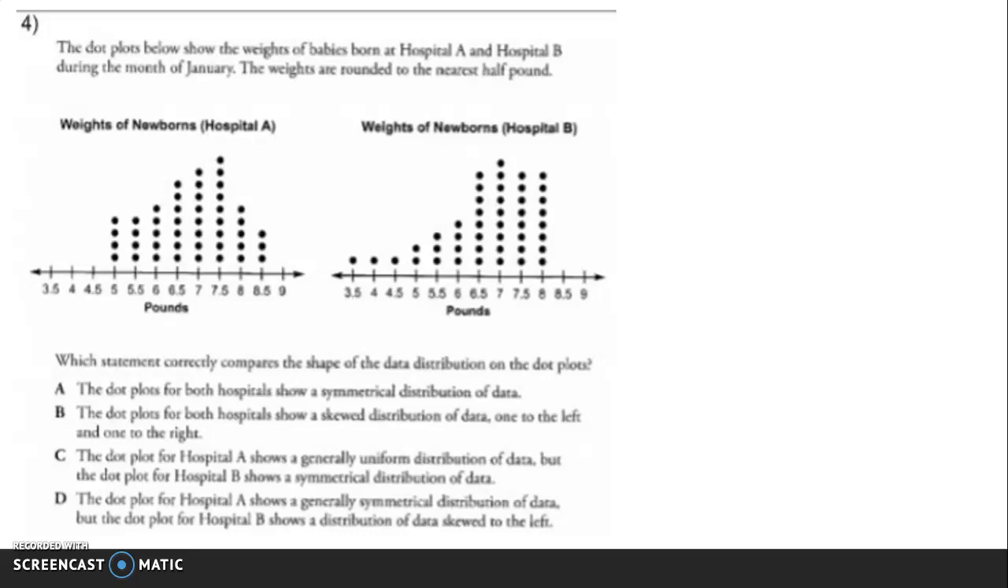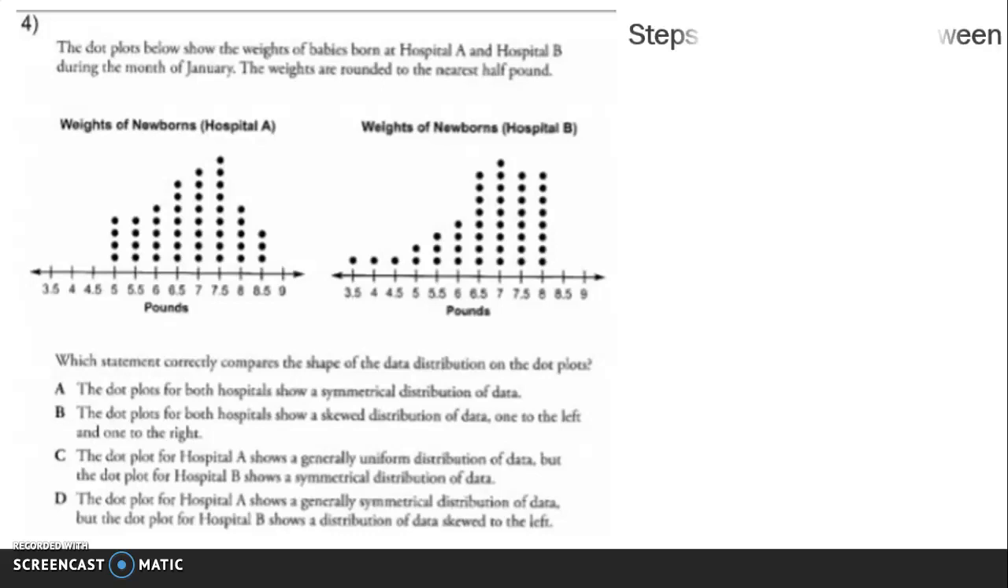Today's question number 4 states that the dot plots below show the weights of babies born at Hospital A and Hospital B during the month of January. The weights are rounded to the nearest half pound. So notice that your increments are by half pounds, okay? So that's going to play a very important role in this. Which statement correctly compares the shape of the data distribution on the dot plots?